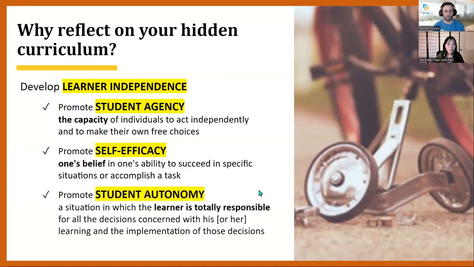And finally, your reflection will help promote student autonomy, which is a situation in which the learner is totally responsible for all the decisions concerned with their learning and the implementation of those decisions. This is where we want to help our students understand that they do have accountability in how they respond, the role that they play in your classroom, whether or not they choose to complete assignments, for example, and understanding that that contributes to their success.